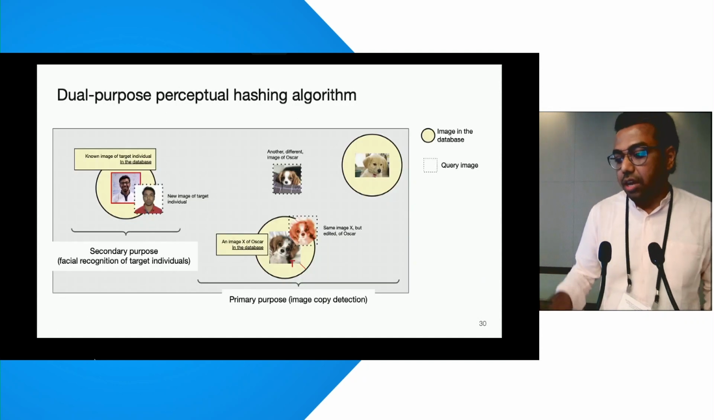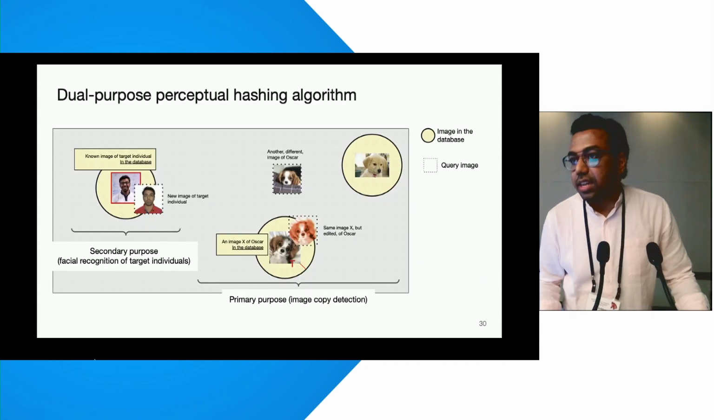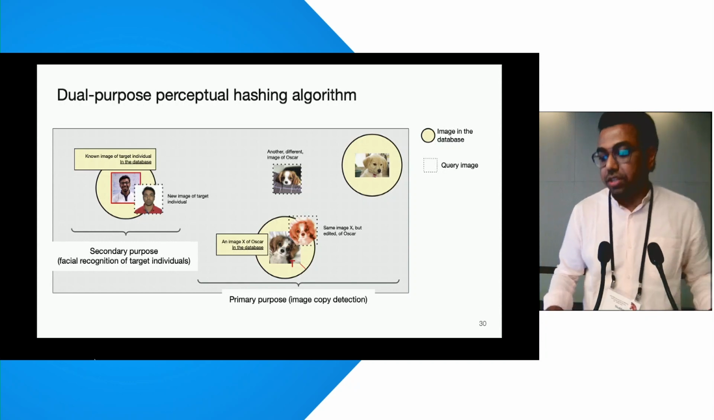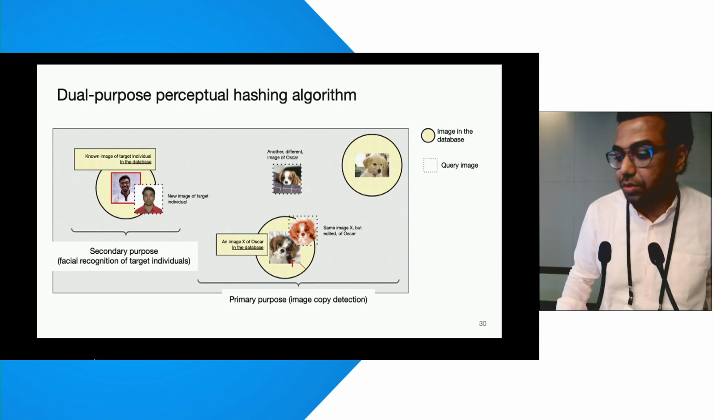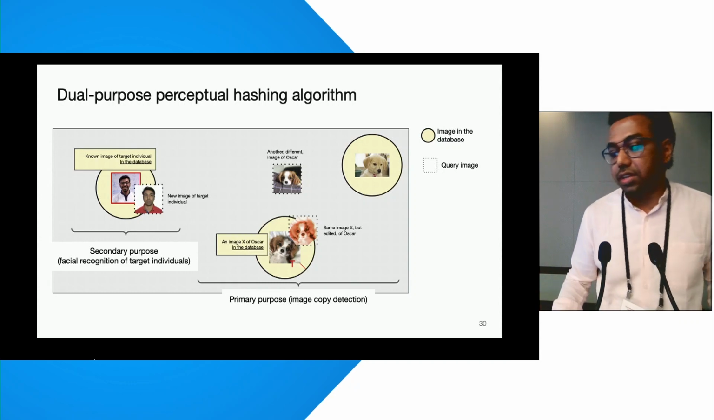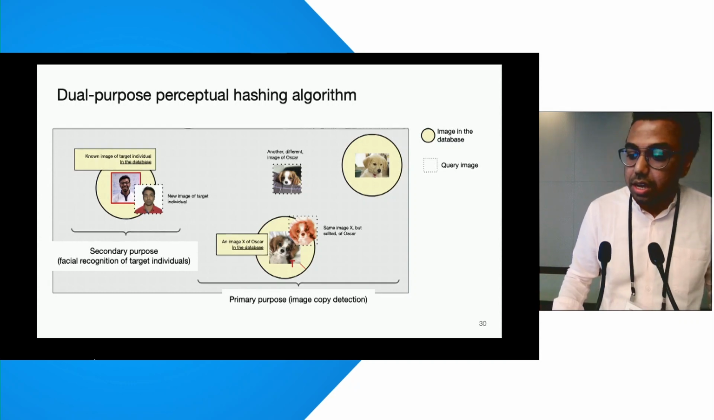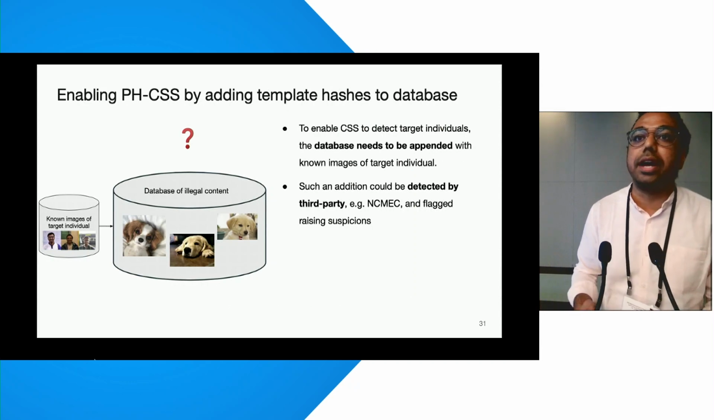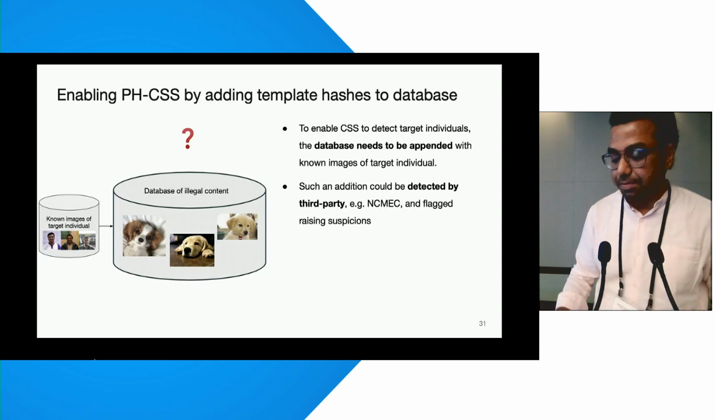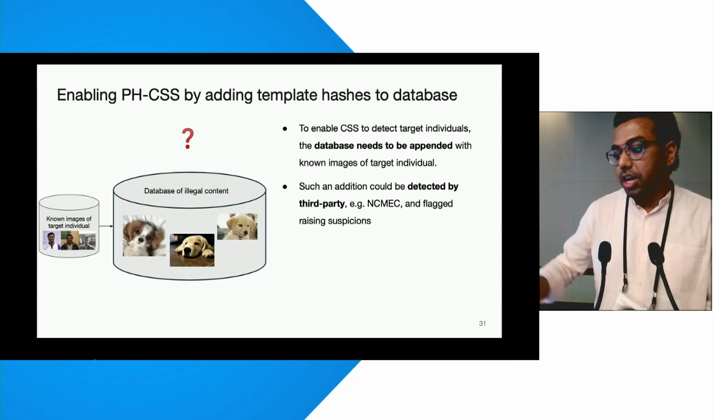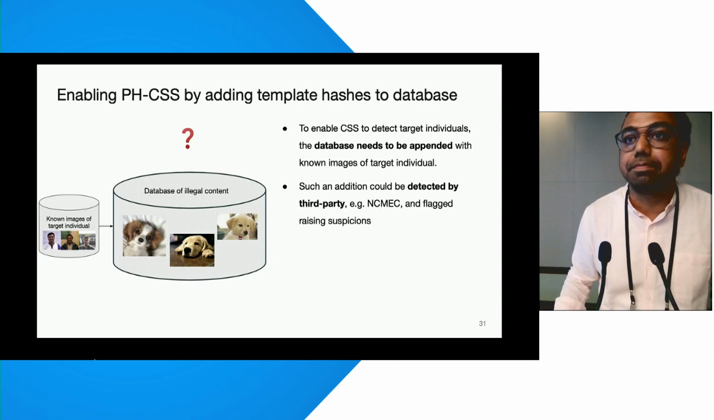Finally, what we see now is that we have a model that does this dual purpose, which has a secondary purpose now, which is facial recognition of the target individual. And at the same time, it also does its primary task of image copy detection. But now, to enable it in the actual system, we need to add the known images to the database, which means I need to add known images of the target individual, that is me, to a database of illegal content.